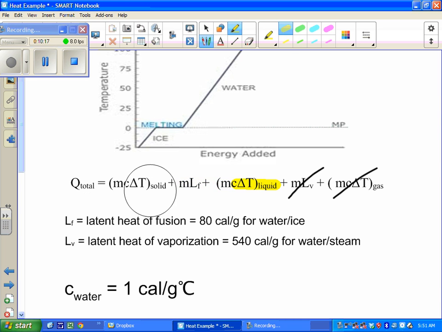And once again, this term is heating up the solid. This term is melting the solid. This term is heating up the liquid, vaporizing the liquid, and heating up the gas. So you have to think about what's what, and make sure you put the right constants in the right spot. It's really not that difficult.